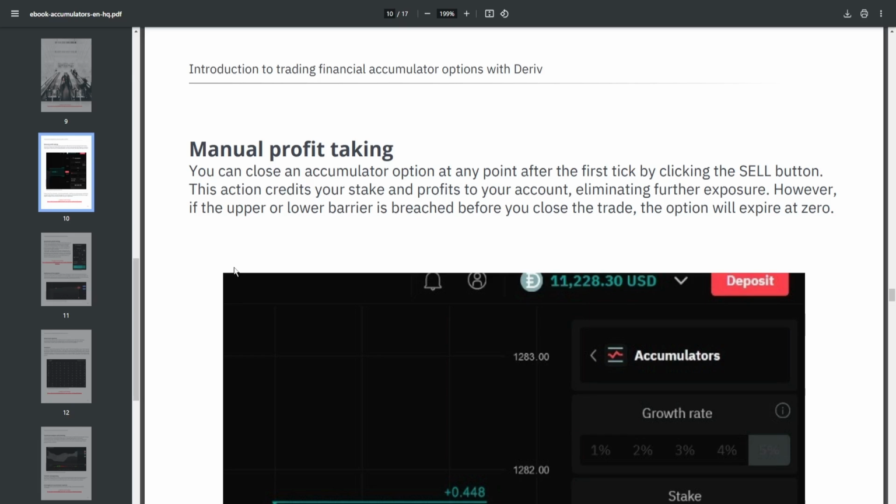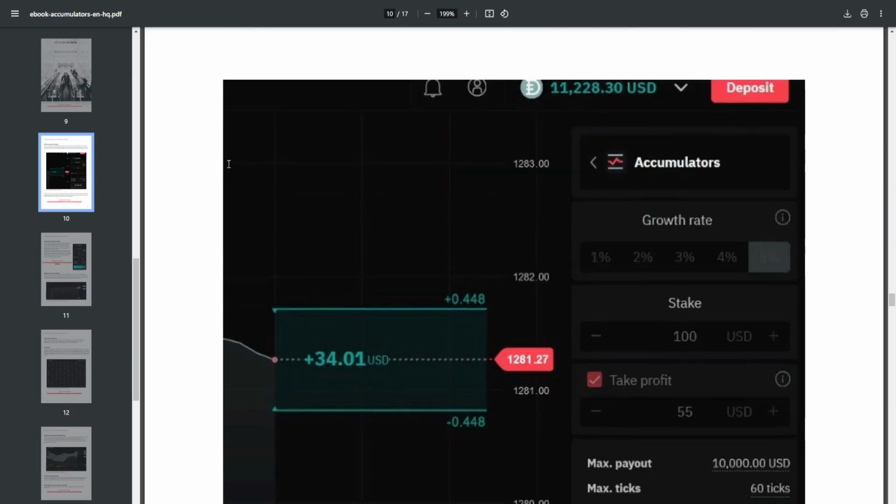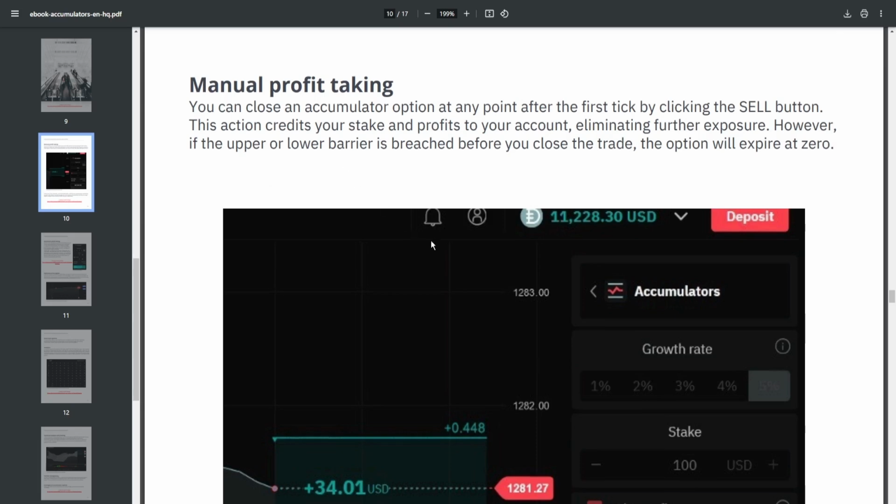However, if the upper or lower barrier is breached before you close the trade, the option will expire to 0. Okay, so in accumulators, the main thing that you should put in your mind is to ensure the barrier is not breached. If the barrier is breached, you are done. That's a loss. You get out of the market having lost your stake and having gained nothing. So ensure the barrier is not breached before you close your trade.